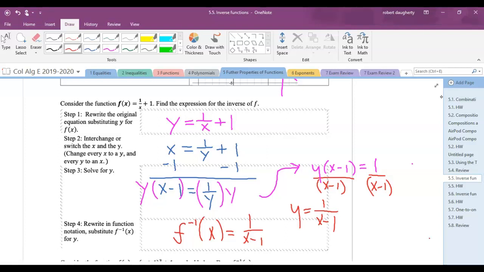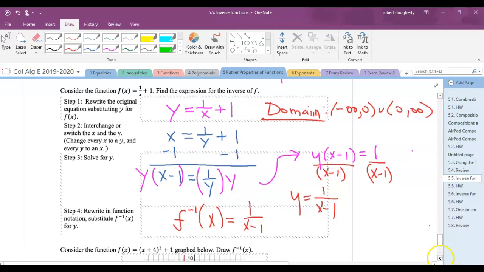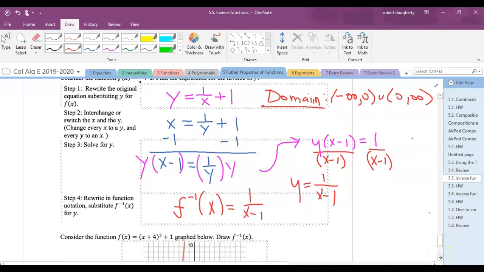So first of all, what is the domain of this guy right here? What can x not be? X cannot be 0. How do I write the domain then? 0 to infinity, okay. And then if you look at the inverse down here, x cannot be what? 1. So how do I write this domain? Negative infinity, negative 1, negative 1 to infinity.